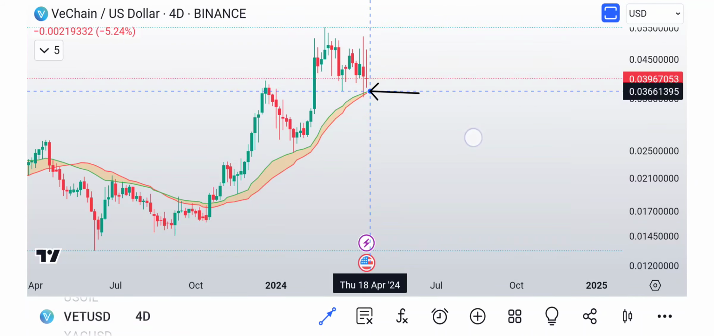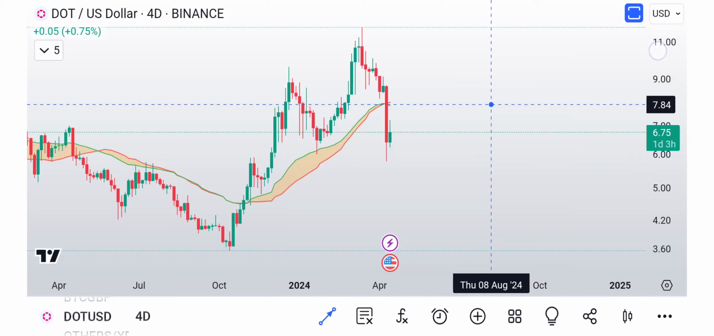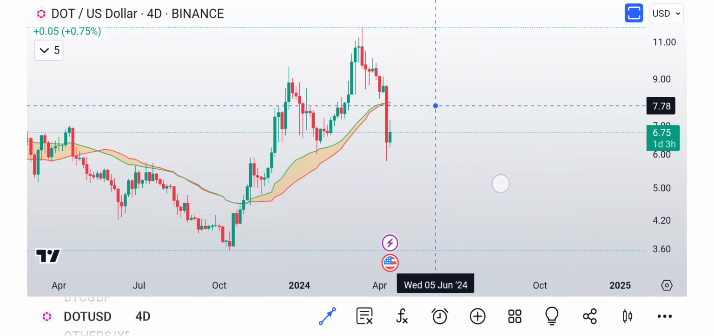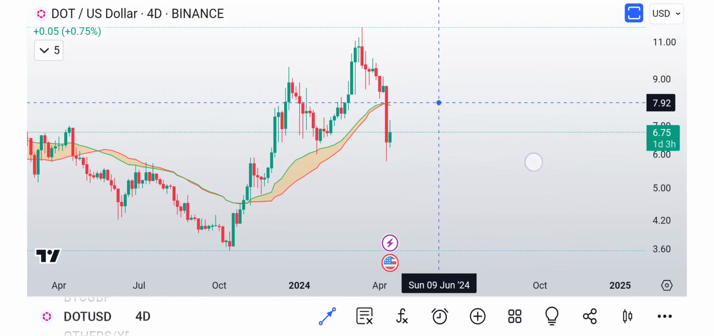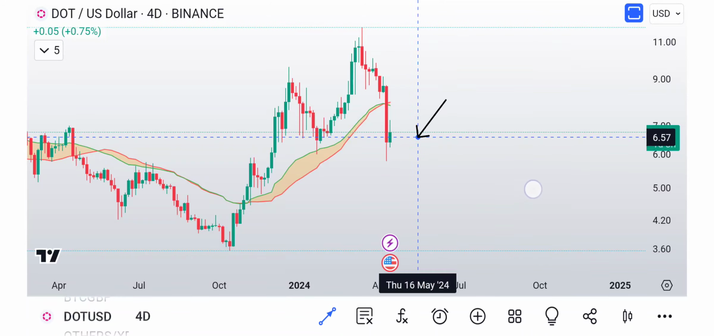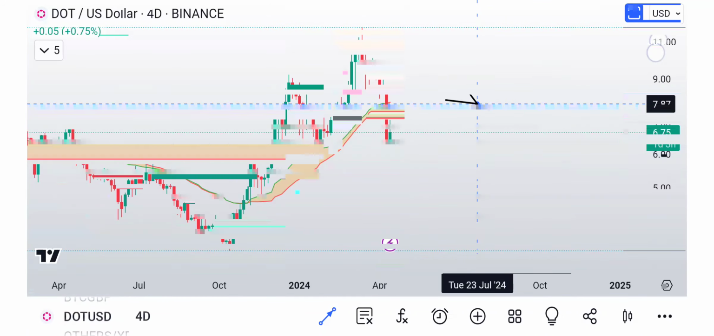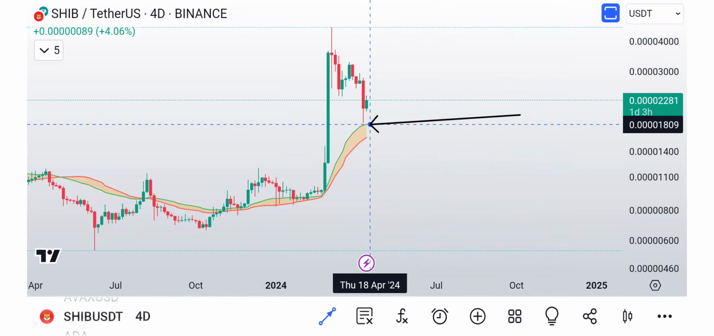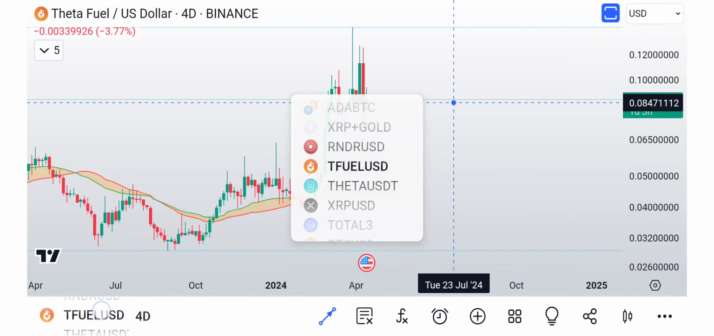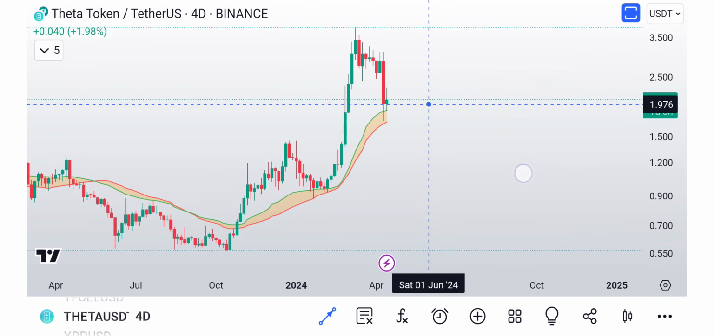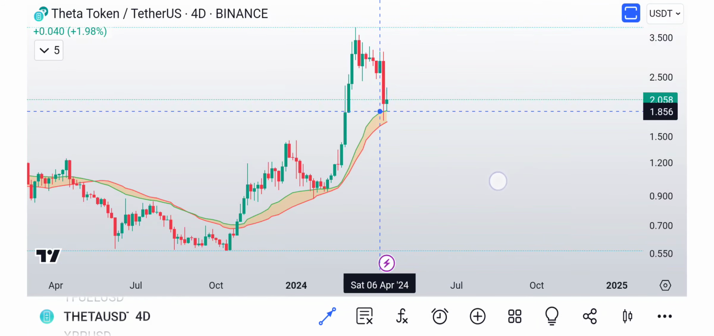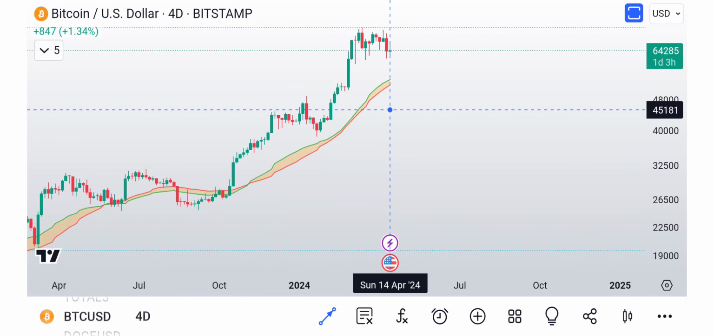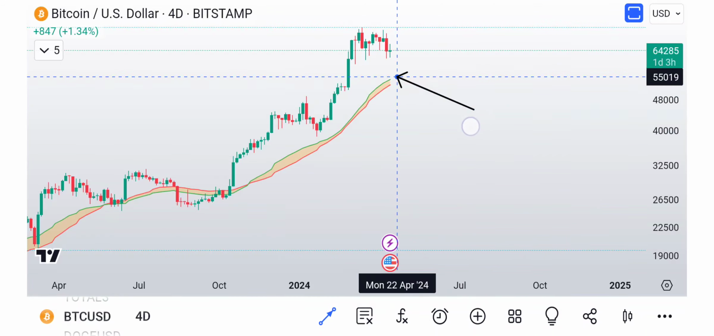We could see VeChain doing it, testing it. We see some of them, however, crushing below it. So definitely some of them need some work to do. You can even see SHIB coming all the way down, almost touching it, and THETA as well, and THETA Fuel. THETA, Total 3, Total 2, a lot of them came down to test it. Bitcoin hasn't yet done it.